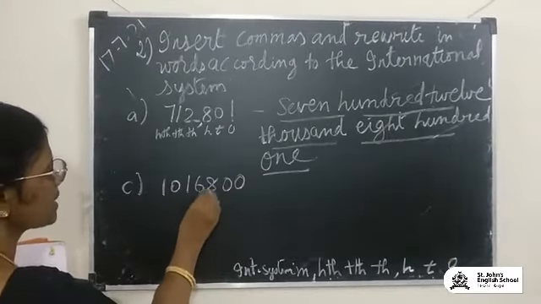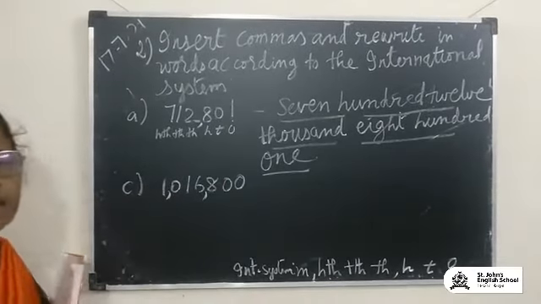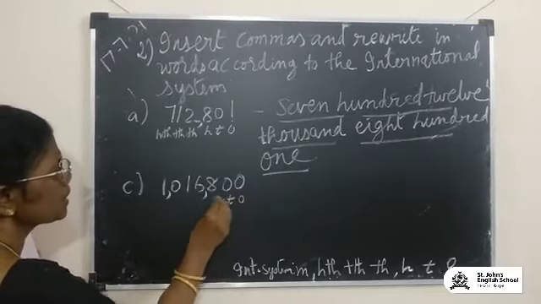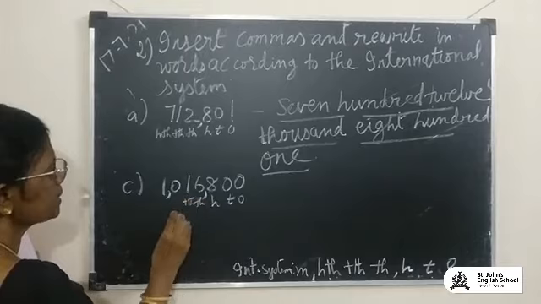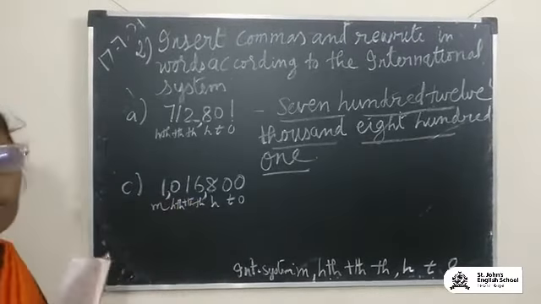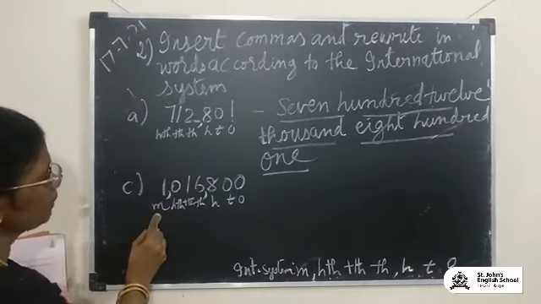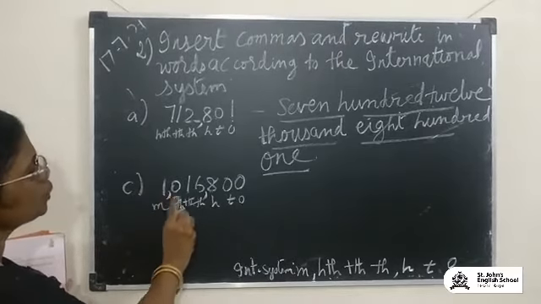Ones, tens, hundreds, a comma, thousands, ten thousands, hundred thousands, comma. So this place will be million. So again you can write like this: ones, tens, hundreds, thousands, ten thousands, hundred thousands, and you are going to have million. So you have to read the millions place separately. 1 million.